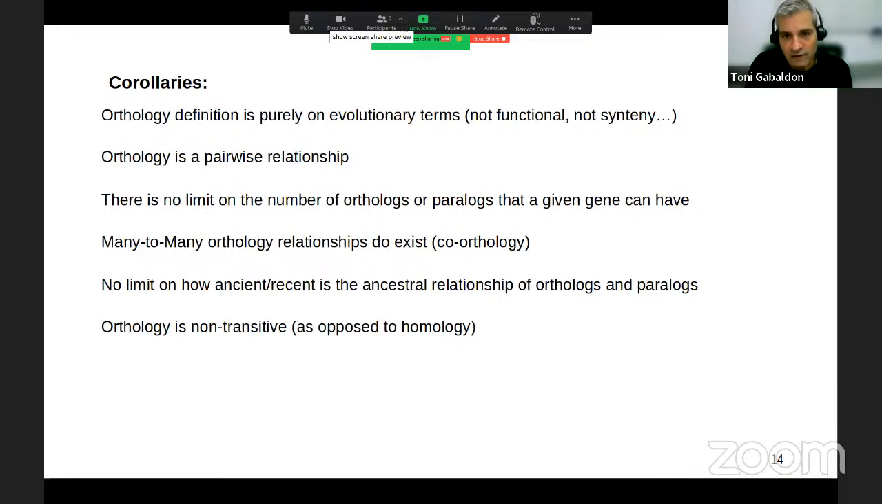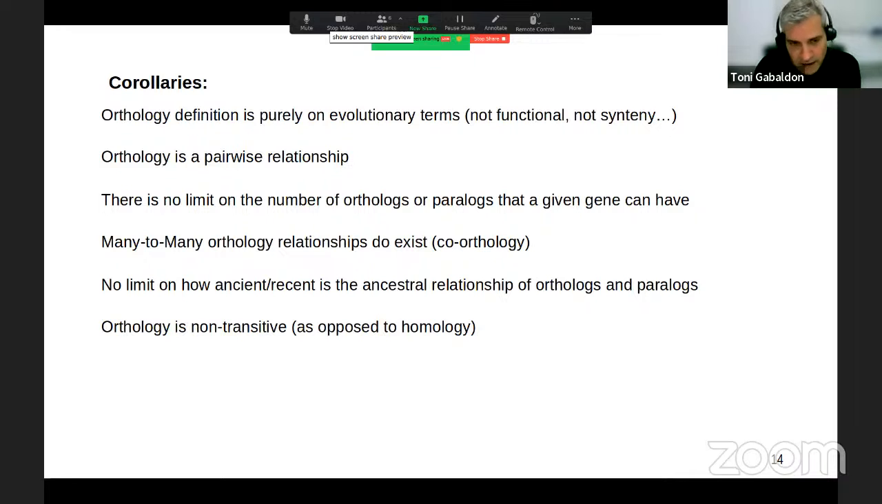There's no limit in the number of orthologs and paralogs that a given gene can have. There are relationships like many-to-many orthology, and the concept of co-orthology, where one gene is equally orthologous to two other genes in another species, is also important to remember. Also, there's no limit to how ancient or recent these ancestral relationships are. We share orthologous genes with bacteria because we share a common ancestor. And also, orthology is non-transitive.